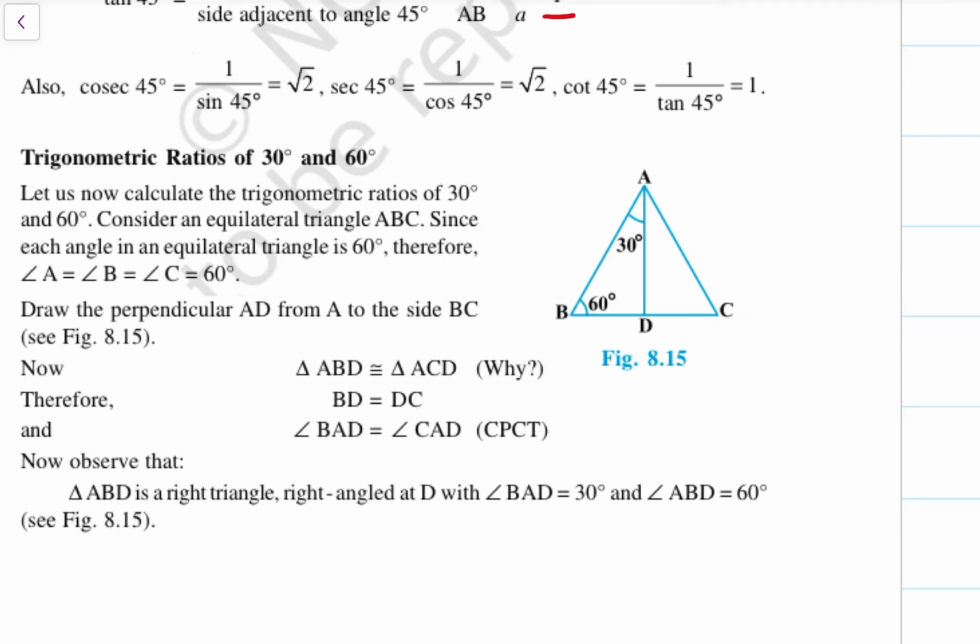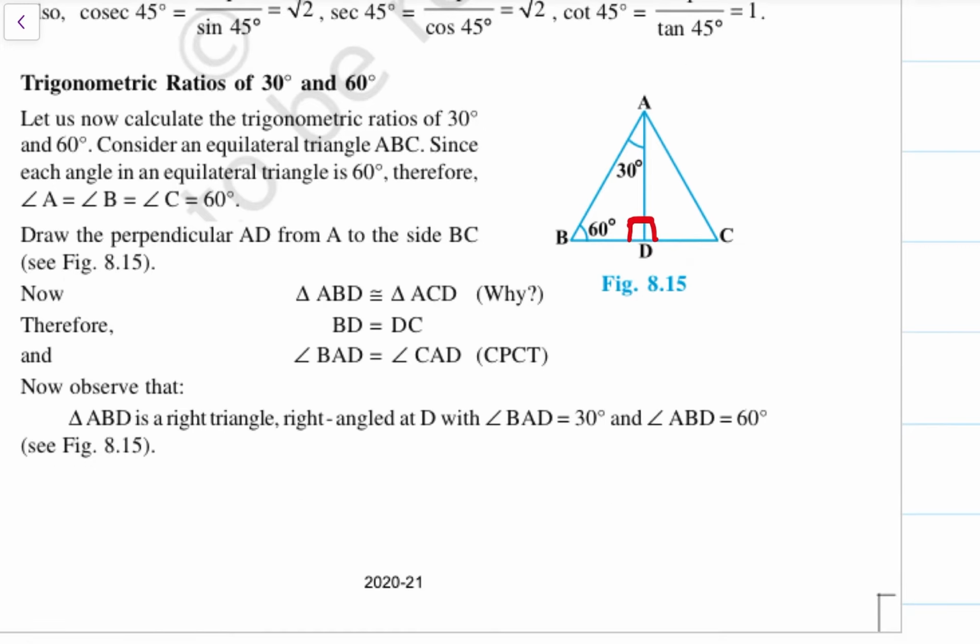Let us now calculate the trigonometric ratios of 30 degrees and 60 degrees. Consider an equilateral triangle ABC. Since each angle in an equilateral triangle is 60 degrees, angle A is equal to angle B is equal to angle C is equal to 60. Now, if I divide angle A by drawing an angle bisector, I get angle A divided into 30 plus 30. We know that in an equilateral triangle, the altitude, median and angle bisector are the same segment.